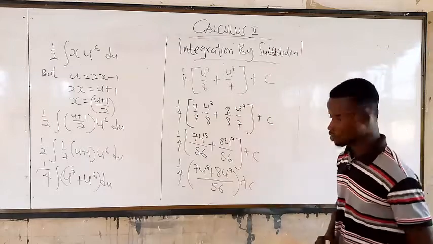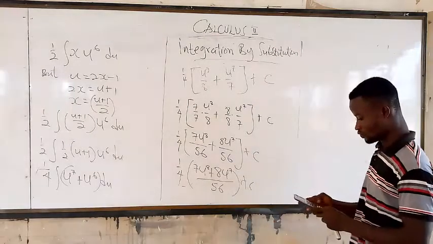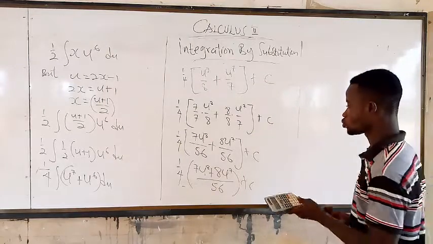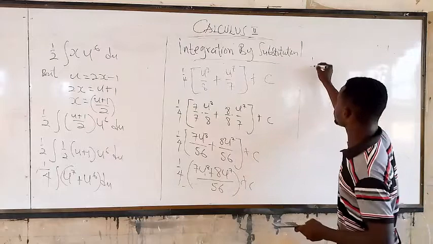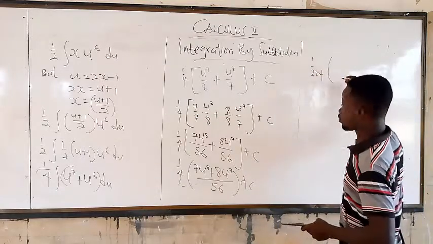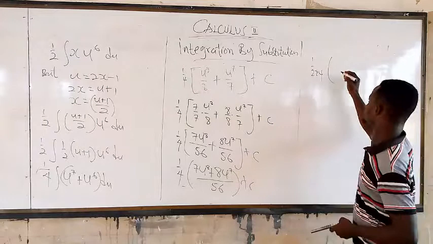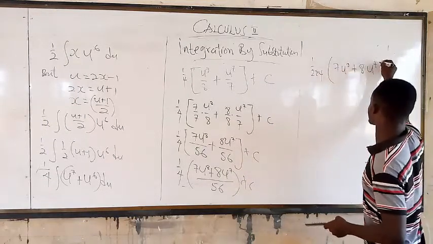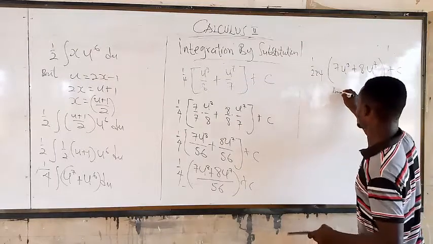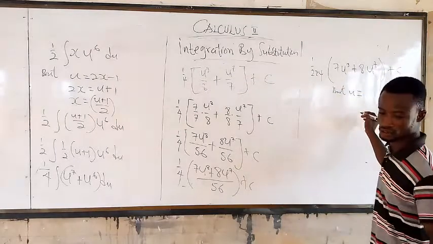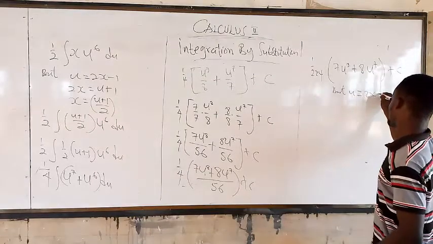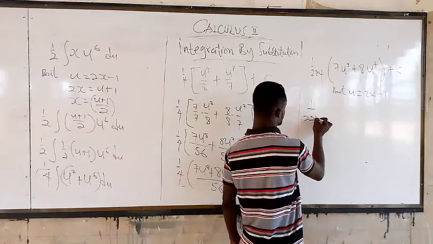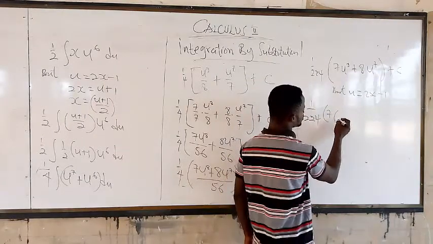Alright, so now when you multiply 56 by 4, you get 224. So 1 over 224. Then the inside will be 7u to the power 8 plus 8u to the power 7 plus c. But u is equal to what? 2s minus 1. So 1 over 224.